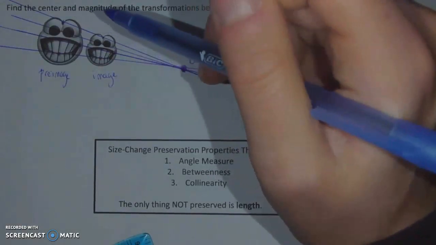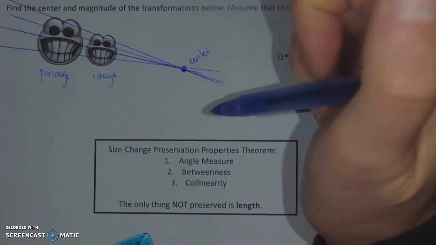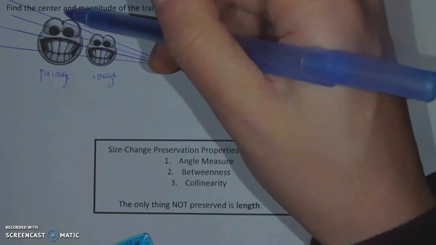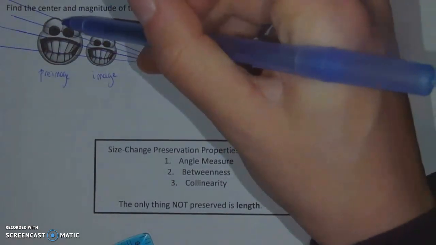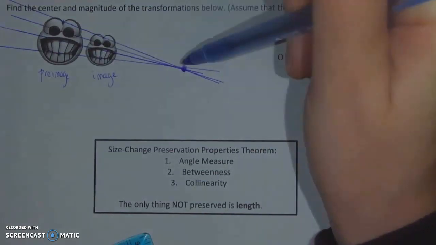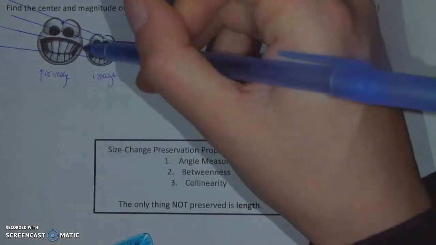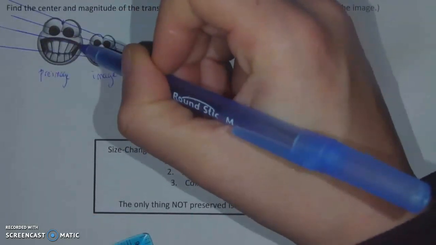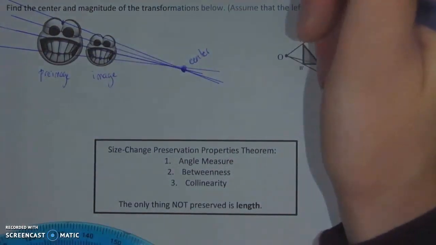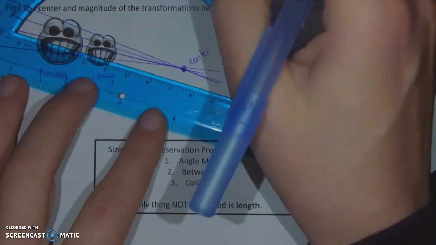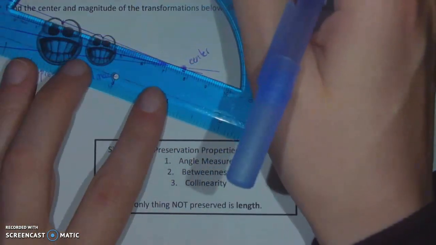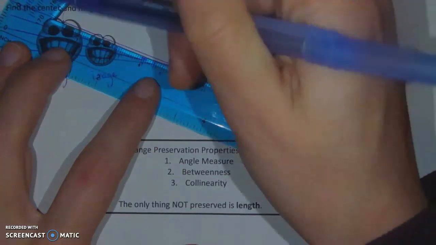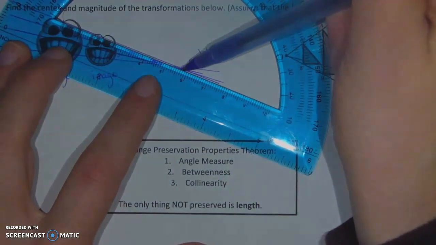Aside from that, I also want to find its magnitude, and you can do this one of 2 ways. Your magnitude can be found by finding what your proportion is between your center and your pre-image and your center and your image, or you can measure the corresponding lengths of things inside of your figure. So for instance, I could measure the length of the smile here versus the length of the smile here. I'm going to use my center to do this, but it is up to you how you want to do that.